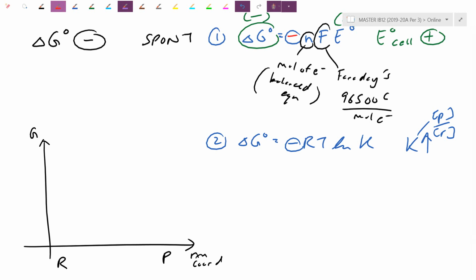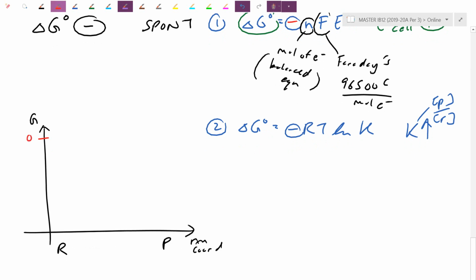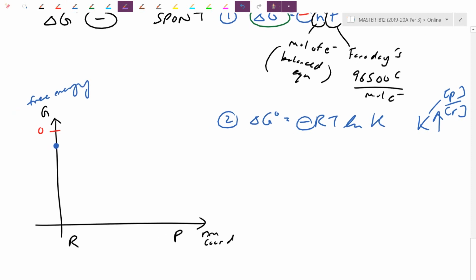Strangely enough, for energies, we always define 0 to be when charges are at infinity. So I'm going to put that there to be 0. I'm just plotting the actual free energy, so I'm not plotting change here. As reactants, I would have some negative energy, so maybe I have negative 10 kilojoules of energy. That's the amount of energy I have available for work.